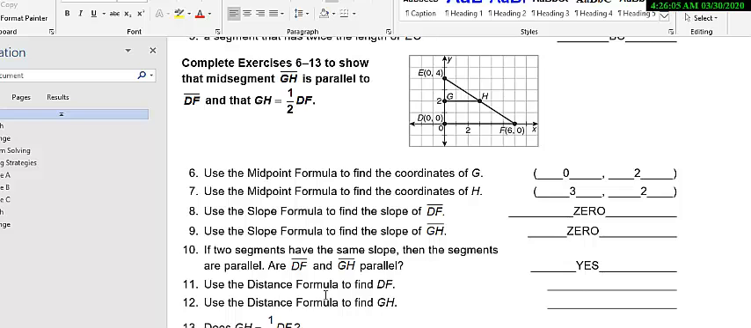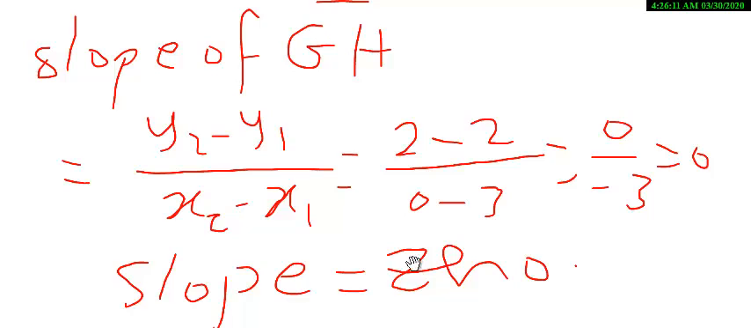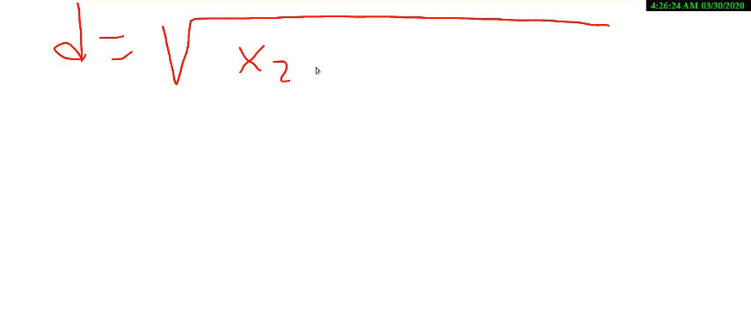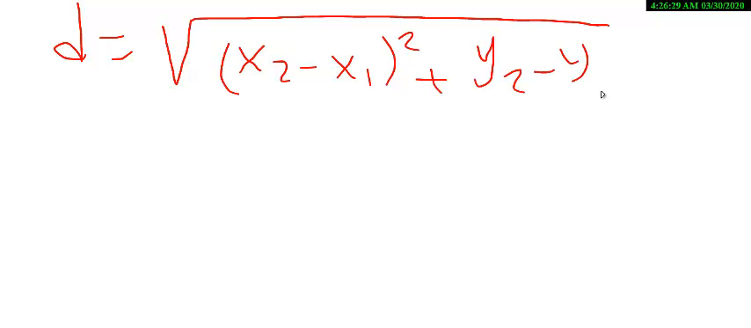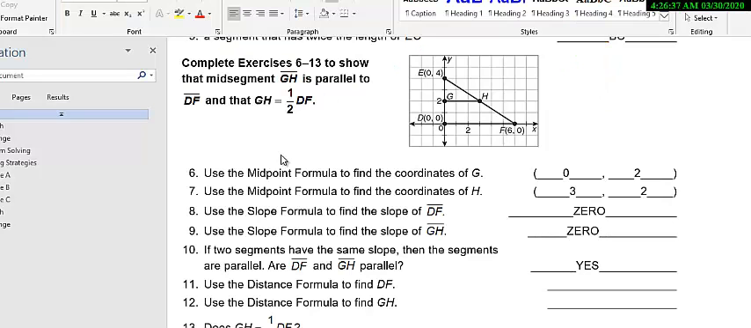Question number 11, use the distance formula to find out DF. So I need to get back to the distance formula. So I'm going to write down the distance formula here. Distance formula: D equals, for any segment, the square root of x2 minus x1 to the power of 2 plus y2 minus y1 to the power of 2. This is the distance formula, so I have to apply this formula on the first segment, which is required, DF segment.